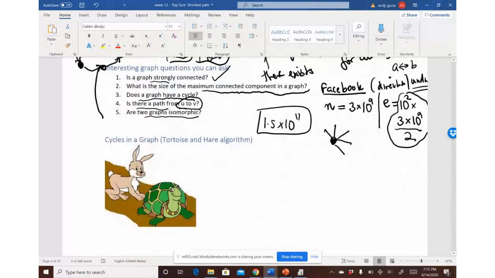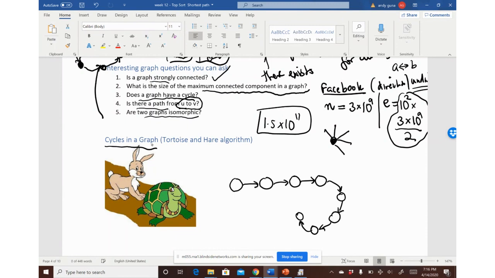One of the famous algorithms for finding cycles in a graph is called the tortoise and hare algorithm. I may have mentioned this in the class at some point. Basically, let's suppose that we have a graph like this, and then at some point this graph becomes a cycle, like that. So this is also a good algorithm for finding that there's a cycle in a graph.